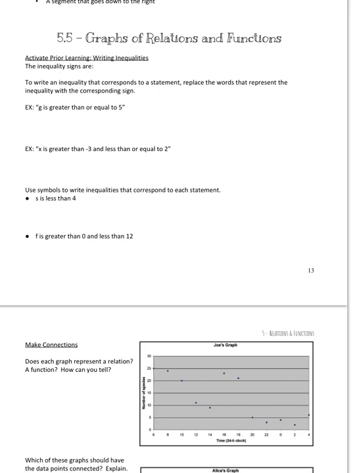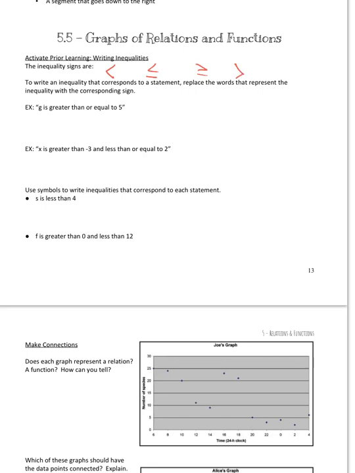Okay, we're going to look at graphs of relations and functions today. And just a few things before we get started, just looking at what the inequality signs are. So inequality signs are those less than, greater than signs. So less than points like this, I remember it because it kind of looks like an L if you were to tilt it a little bit. We also have less than or equal to. We have greater than or equal to, and then greater than.